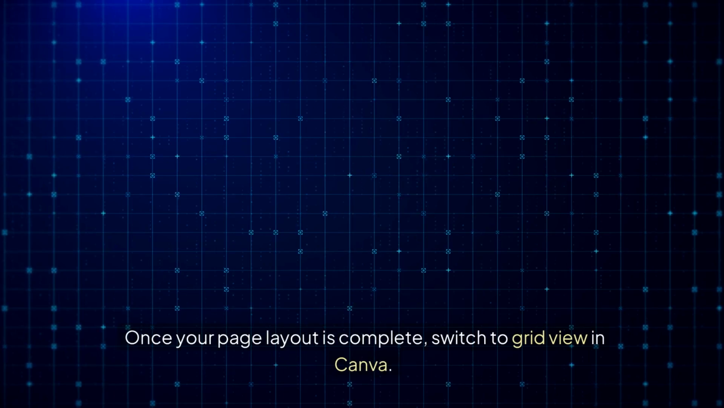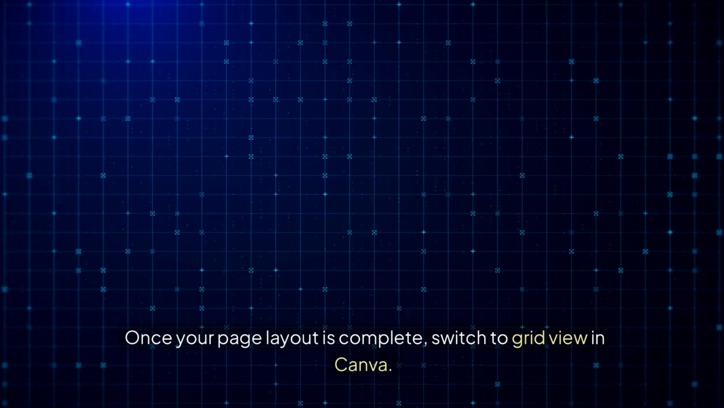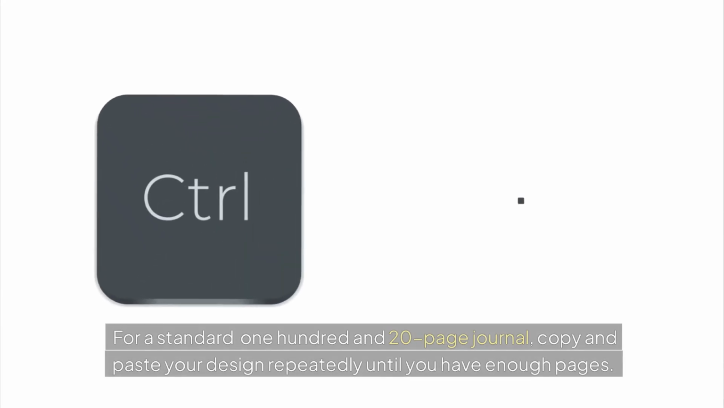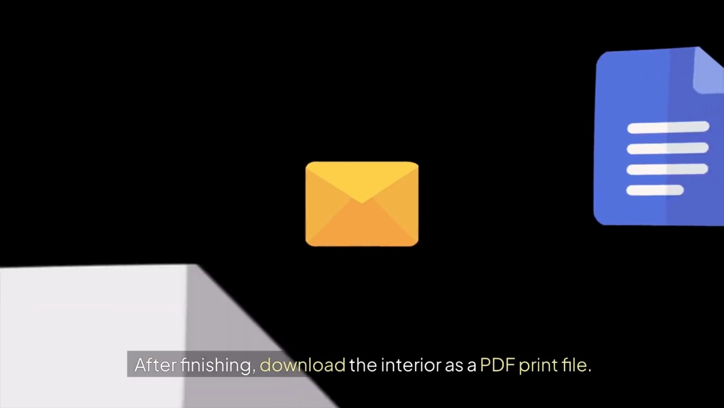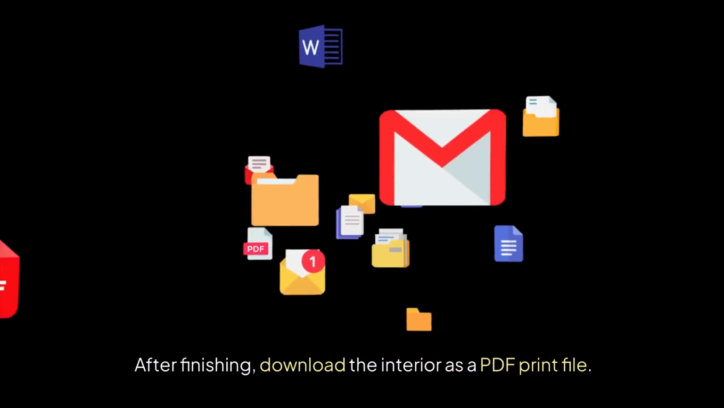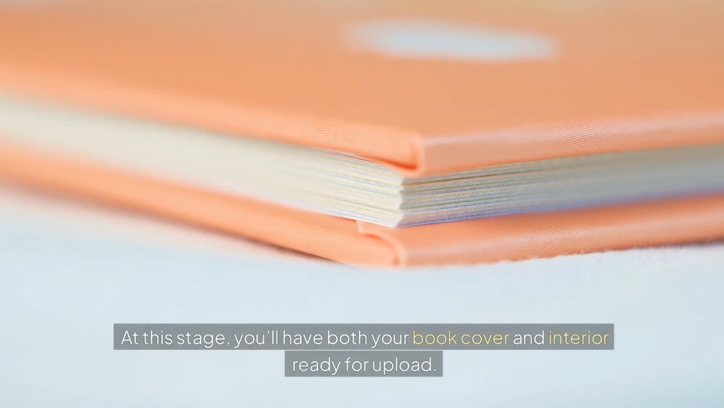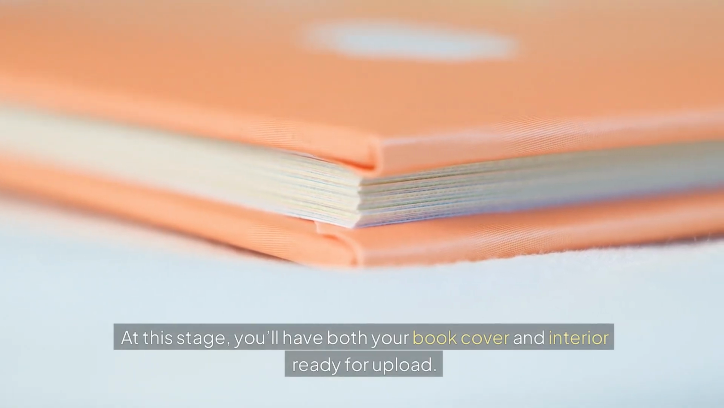Once your page layout is complete, switch to Grid View in Canva. For a standard 120-page journal, copy and paste your design repeatedly until you have enough pages. After finishing, download the interior as a PDF print file. At this stage, you'll have both your book cover and interior ready for upload.